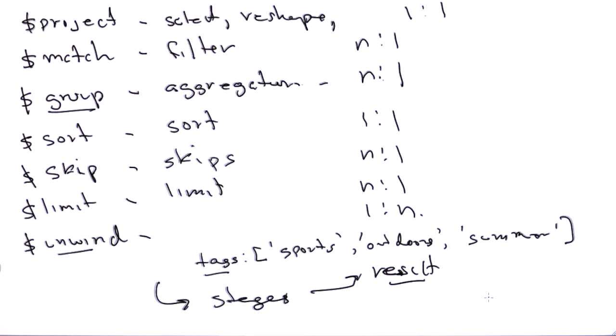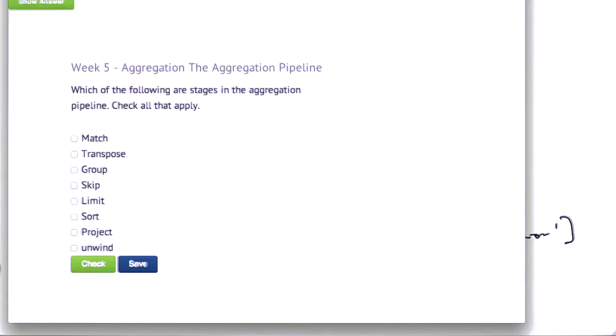Okay, it is time for a quiz. I think this quiz is going to be pretty straightforward. Which of the following are stages in the aggregation pipeline? Check all that apply. Match, transpose, group, skip, limit, sort, project, and unwind. Just check all that apply.